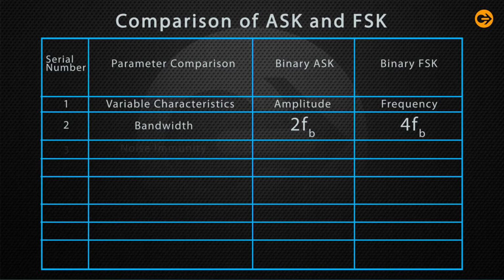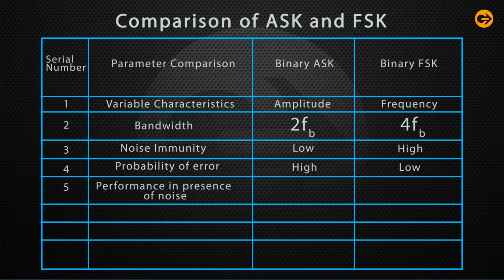Now let us discuss noise immunity. Noise immunity in case of the ASK is low, and in case of the BFSK, it is high. That means BFSK will perform better in the presence of noise. So, what is the probability of error? The probability of error in amplitude shift keying is high, and in binary frequency shift keying, it is low. So, performance in case of the ASK is poor, and in binary FSK, it is better than ASK.